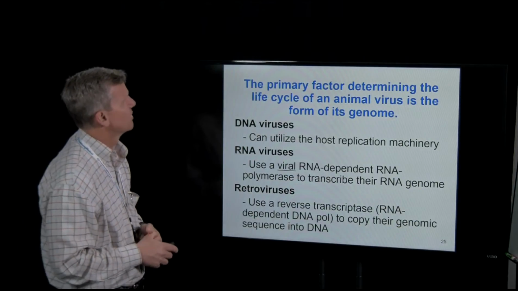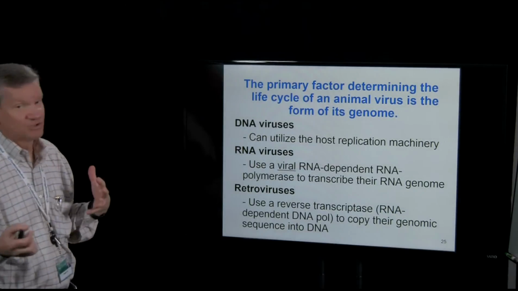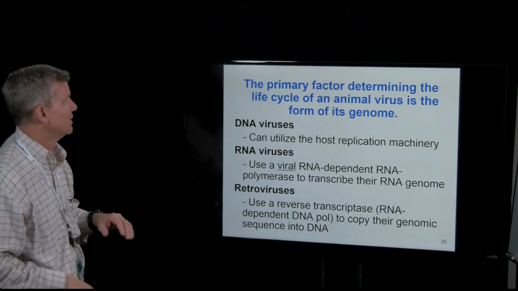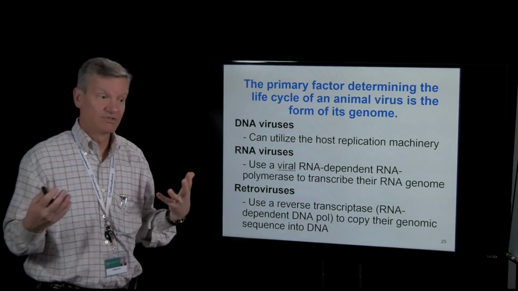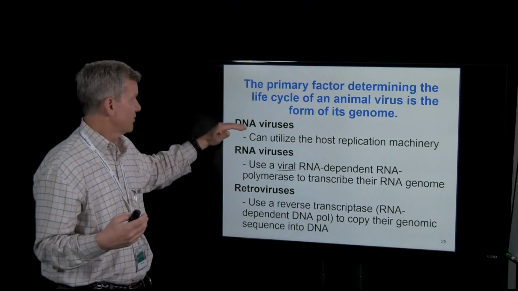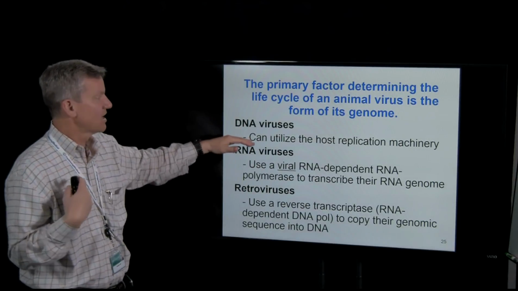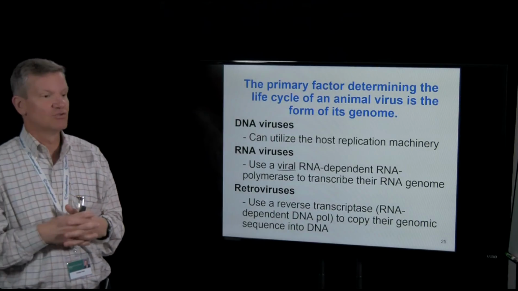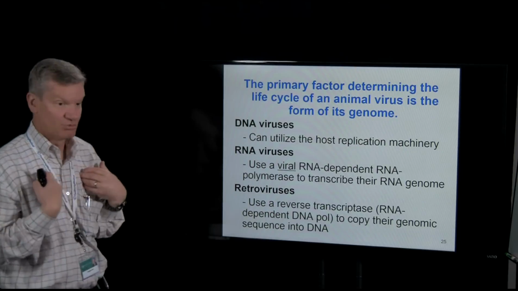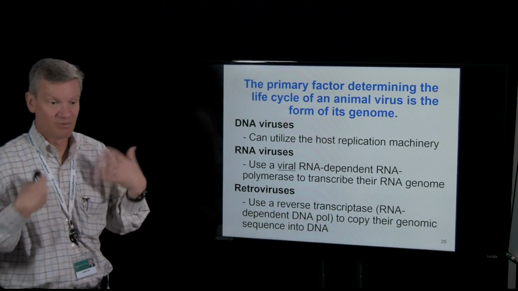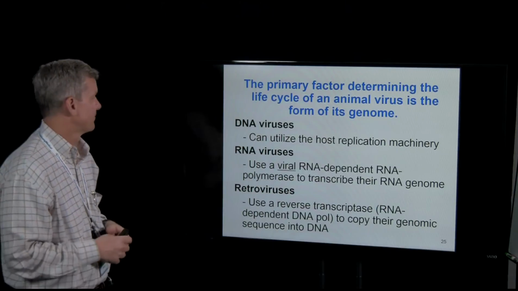Okay, so the primary factor determining the life cycle of an animal virus is its genome. You already know DNA viruses use host replication machinery because we're made of DNA, and if a virus is made of DNA, it can, in general, use a DNA-dependent DNA polymerase. We use DNA-dependent DNA polymerases to replicate our own genome, so why wouldn't viruses use the same thing?